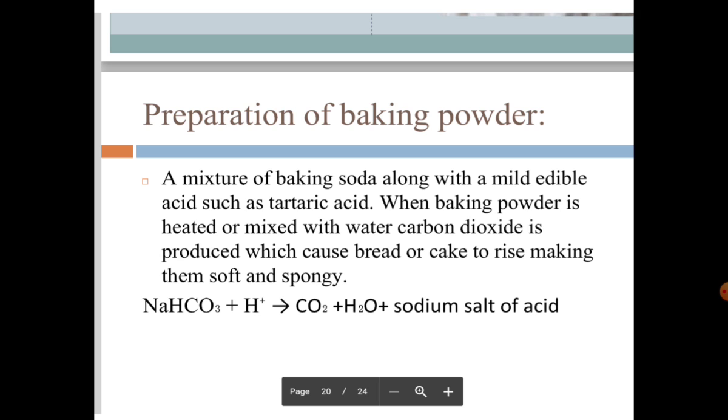Preparation of baking powder: a mixture of baking soda along with a mild edible acid such as tartaric acid. When baking powder is heated or mixed with water, carbon dioxide is produced, which causes bread or cake to rise, making them soft and spongy. NaHCO3 plus H+ gives CO2 plus H2O plus sodium salt of acid.